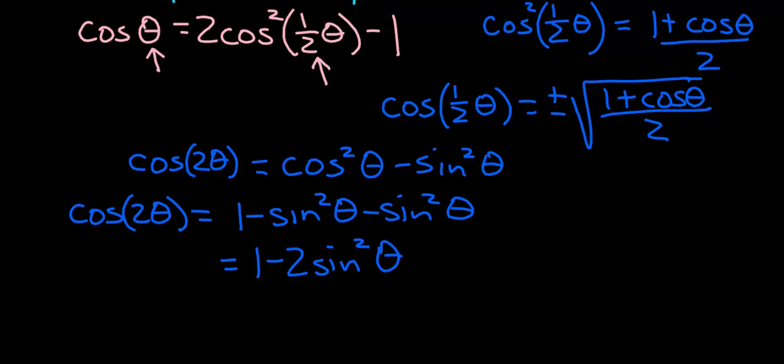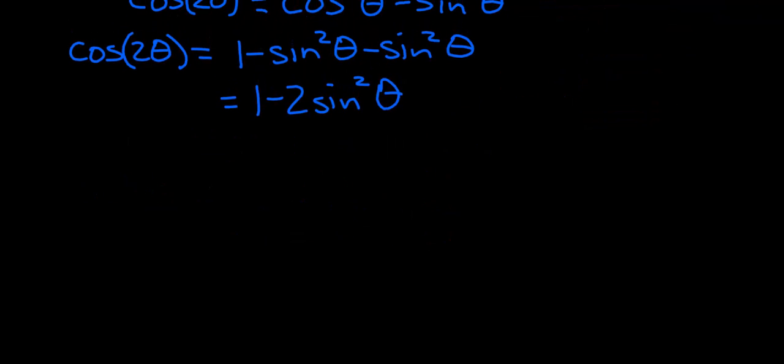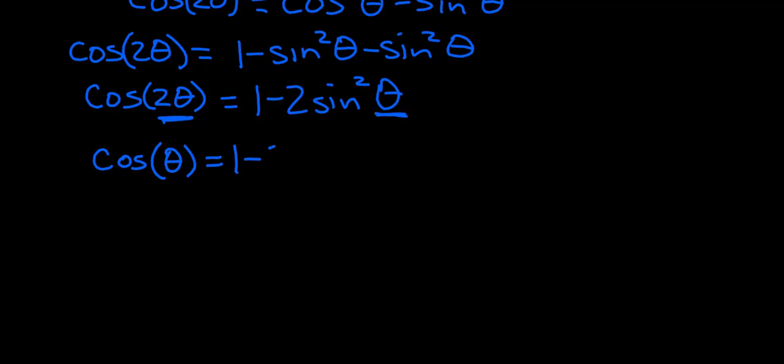Now, I want to play the same game I played earlier. I notice that on the one side I have cosine 2 theta, and on the other side I just have sine squared theta. In other words, this angle right here is twice this one. So let me write this as cosine theta equals 1 minus 2 sine squared 1/2 theta. Yeah, like that.